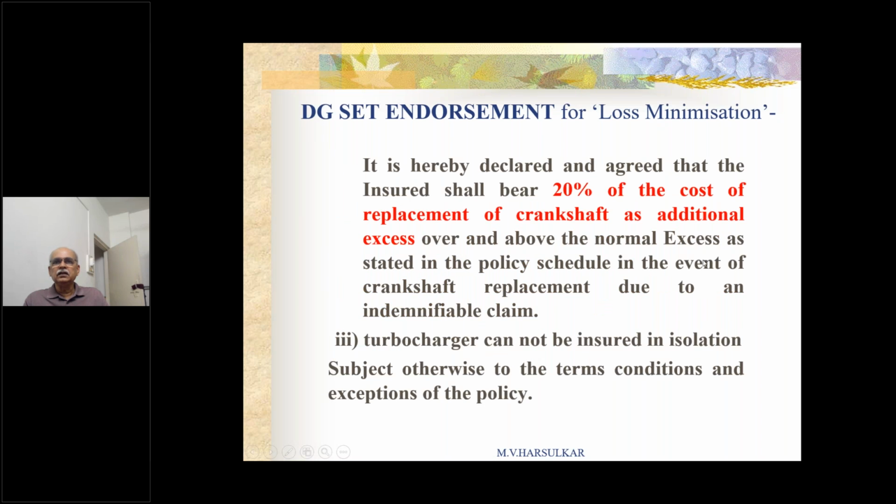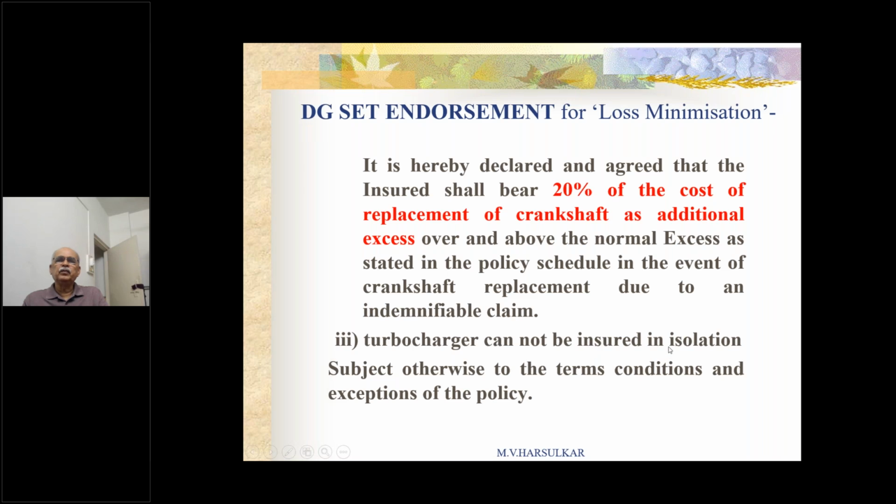Secondly, there is the additional excess for crankshaft. This is also not there in the TSC wording, the present 2001 wording. They only have this third point: turbocharger cannot be insured in isolation. For a large engine, turbocharger cost is also very high, so sometimes the insured may say you insure the turbocharger separately. That is not allowed in the tariff.